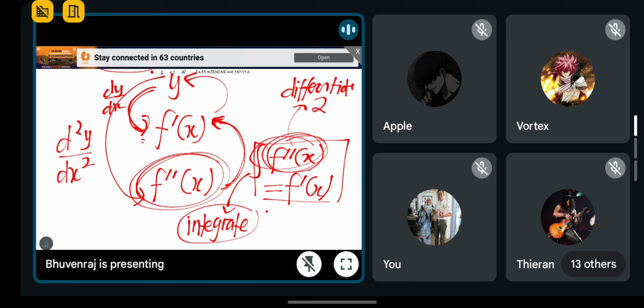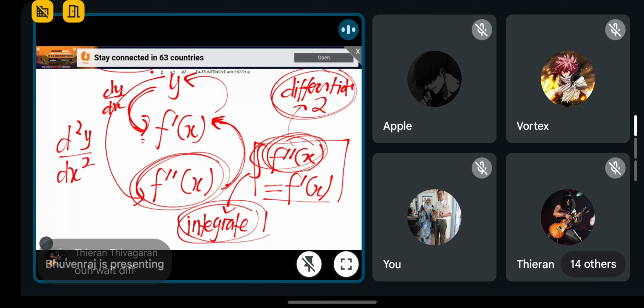So if you integrate 1 and differentiate 2, maksudnya baki, what do you have? What is your remainder? You integrate once, you differentiate 2. Satu kamekan, 2 bezakan. Maksudnya tinggal berapa? What is the remainder? Yeah, correct.